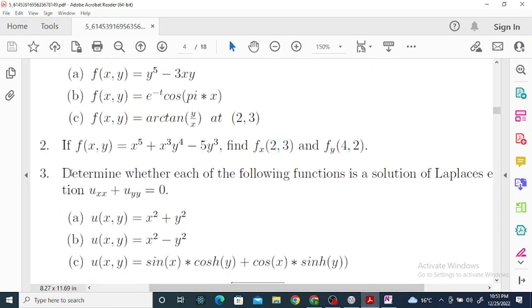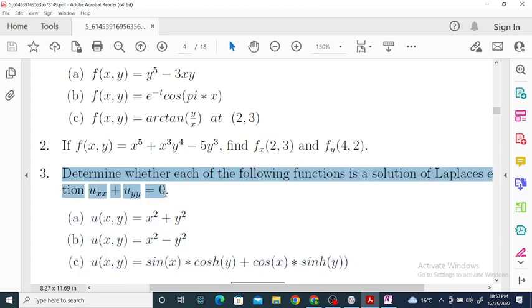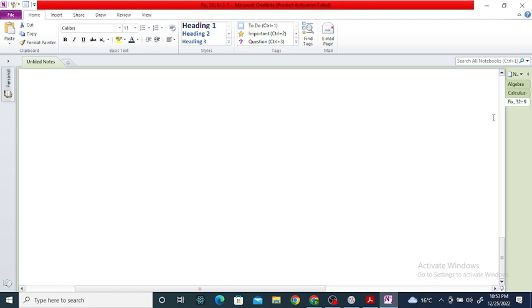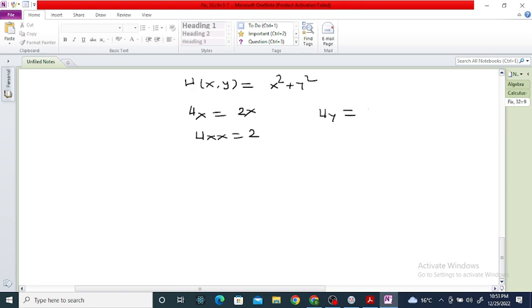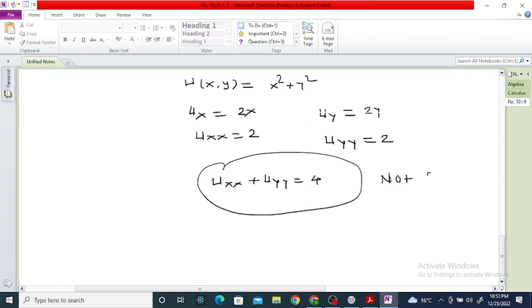Now the next: determine whether each of the following functions satisfies the Laplace equation uxx plus uyy equal to 0. For example, if we consider u of xy equal to x square plus y square, then ux is equal to twice x and uxx is equal to 2. Similarly, the partial derivative of u with respect to y is 2y, and with respect to y again is 2. If you add this, uxx plus uyy is 2 plus 2, which is 4. So it does not satisfy the Laplace equation. The answer is: it does not satisfy the Laplace equation.